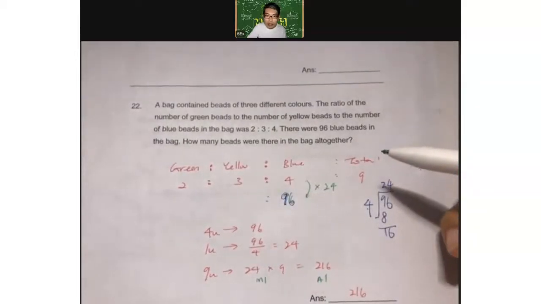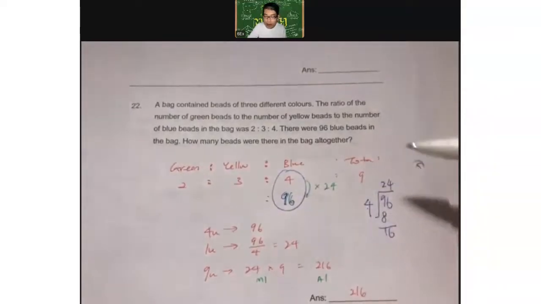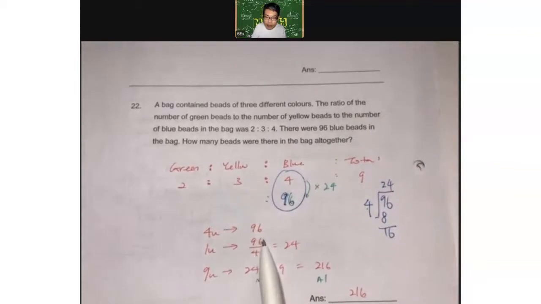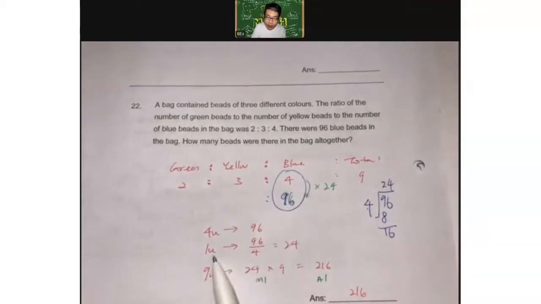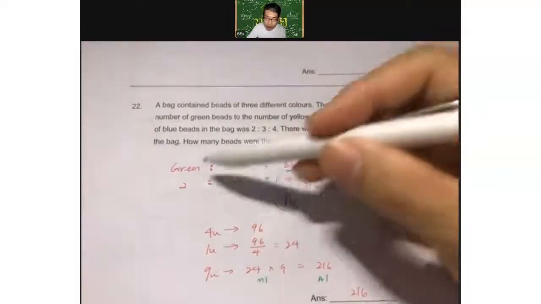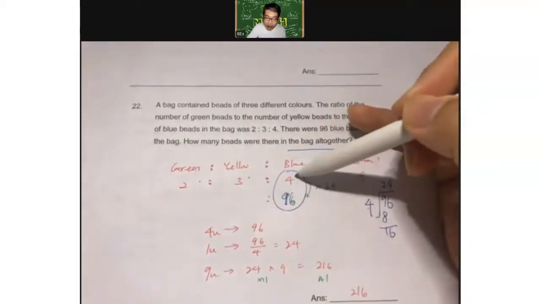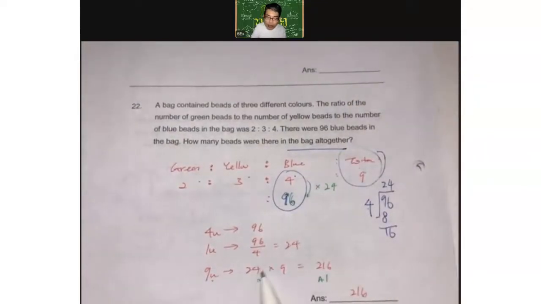So how many beads were there altogether? So now I know that 4 parts is equivalent to 96. 1 bead is equal to 1 part, right? 4 parts is equal to 96. 1 part is equivalent to 96 divided by 4, which is 24. Total number of beads will be 2 plus 3, 5, plus 4, 9, equal 9 parts. So 9 units will be 9 times 24, and then I get 216 beads.